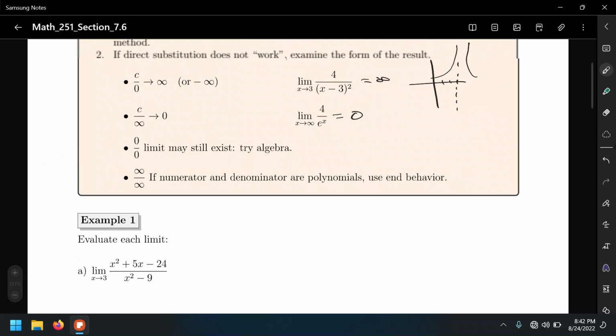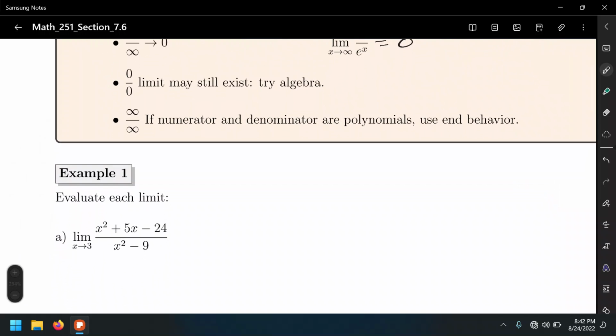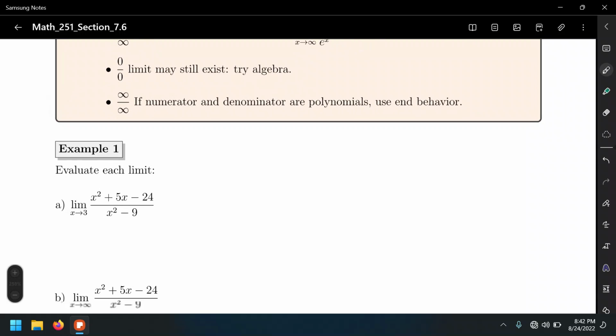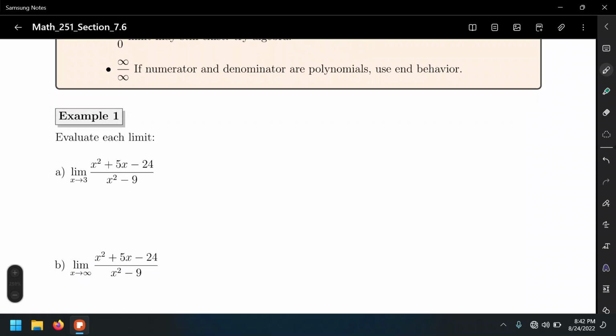0 over 0 or infinity over infinity: look at end behavior, try algebra, whatever it takes in this case.